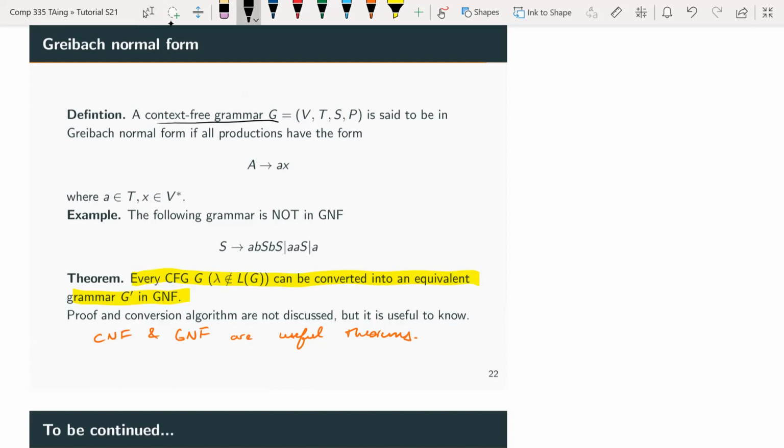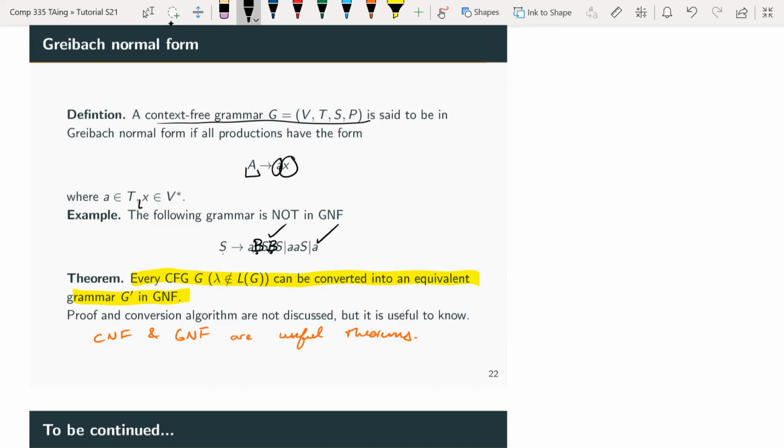So if you have a context-free grammar G, it is said to be in Greibach normal form if all of the production rules look like a single variable on the left, a single terminal at the leftmost part of the right-hand side, and then 0 or more variables after the terminal. So something like S gives you AB, SBS. This does not respect Greibach normal form because you have terminals here. But if this was a variable, then this would be okay, right?